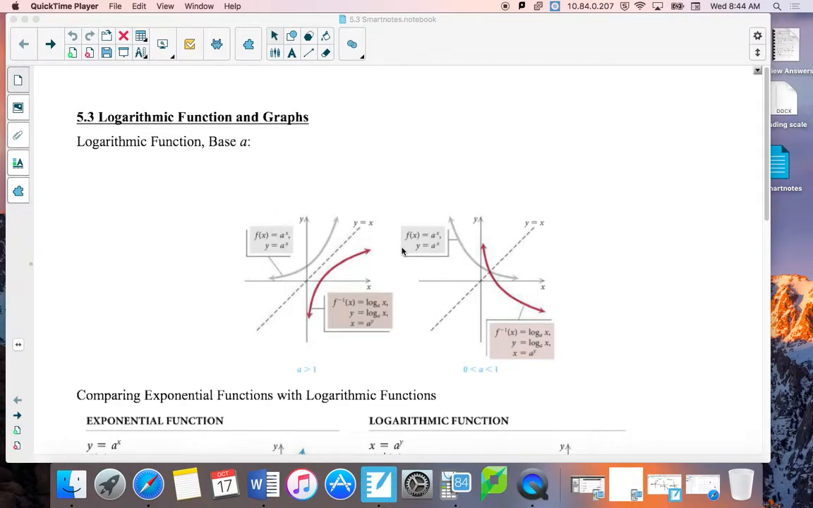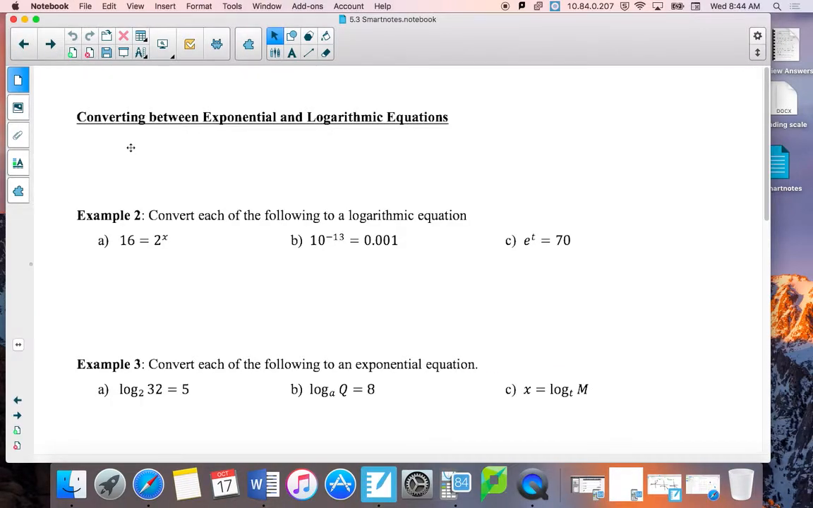All right, hello everybody. We're going to do 5.3 log functions and their graphs. So your entire front page of notes I'm going to save to go over in class. So go ahead and skip to your second page. And we're going to start with converting between exponentials and log functions.